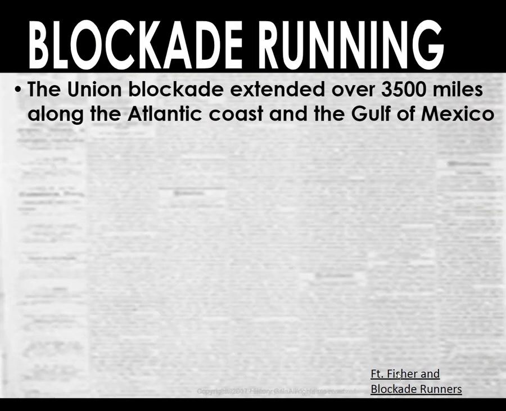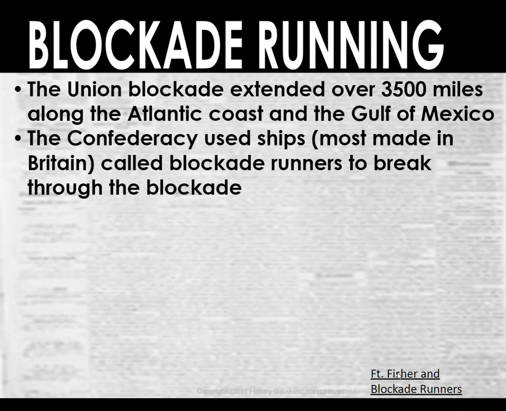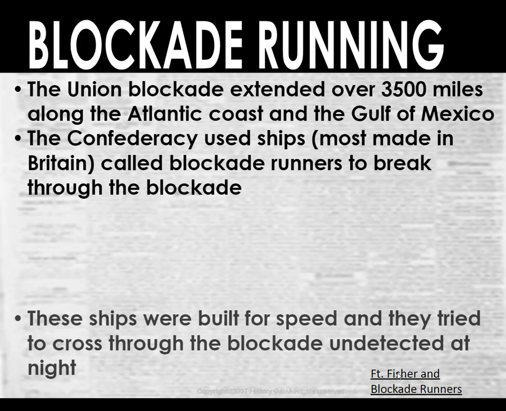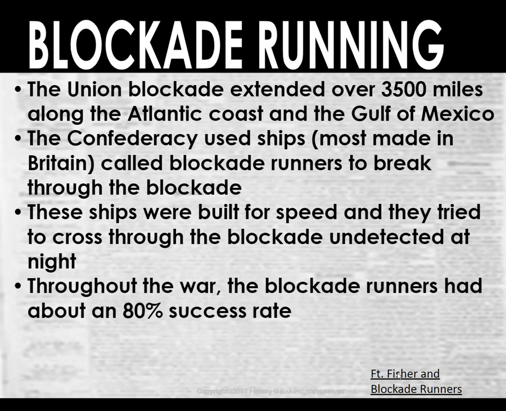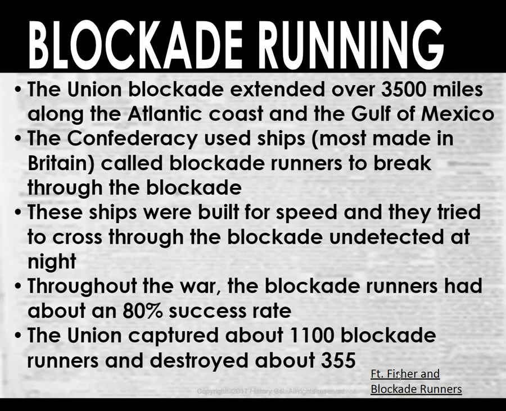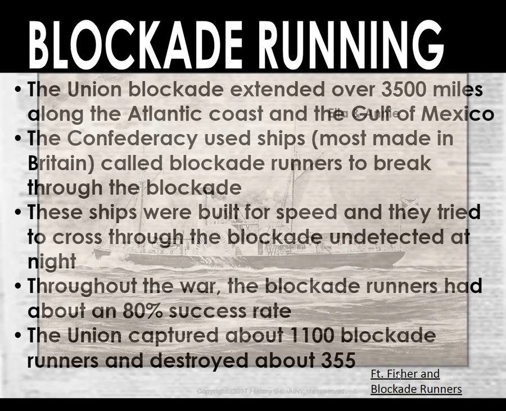Now, blockade running. The Union blockade extended over 3,500 miles along the Atlantic coast and the Gulf of Mexico. The Confederacy used ships, mostly made in Britain, called blockade runners to break through the blockade, or basically rush through the breaks in it. These ships were built for speed, and they tried to cross through the blockade undetected at night. Throughout the war, the blockade runners had about an 80% success rate, which is pretty good. The Union captured about 1,100 blockade runners and destroyed about 355 throughout this time.